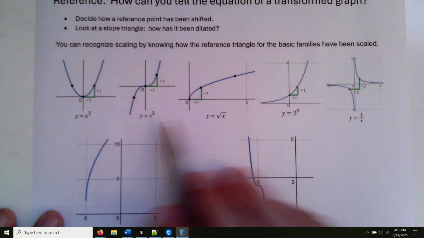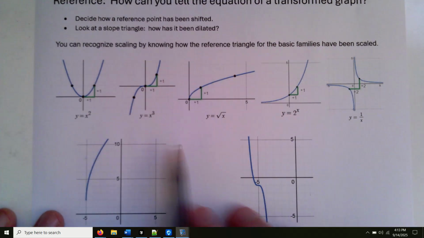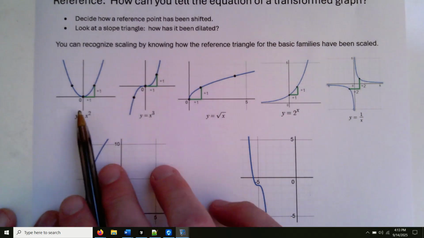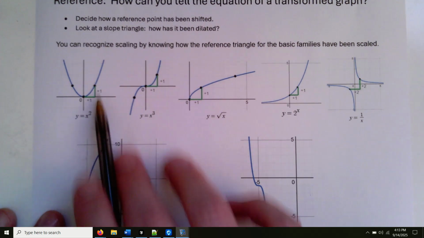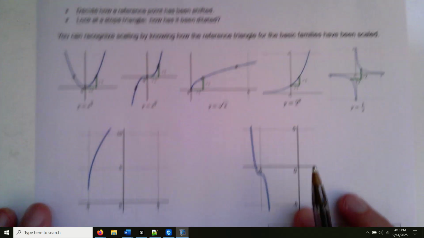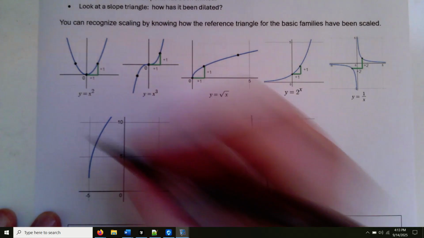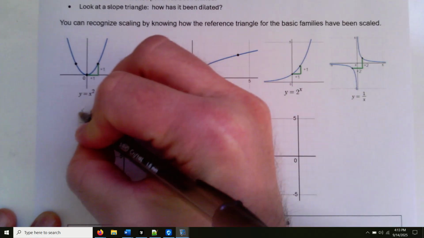These are all of the parent families, and you can see there are some reference points that you know. And if you look at two reference points, they often form a triangle that goes over one and up one. You can see that in all of these, except for this one. So the process is, first decide what family it is. This one is a square root graph.